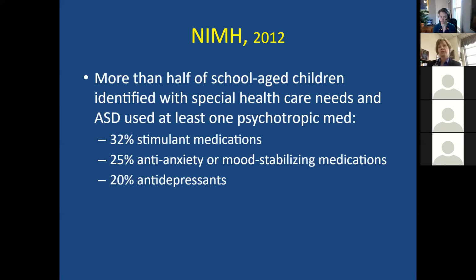And in that group, now we will see specifically, you're looking at the types of medications. Dr. Hastings mentioned that ADHD is one of the most common co-occurring conditions associated with autism. So 32% of those kids, now school age, are on stimulant medications or ADHD medications. 25%, so 1 out of 4, on anti-anxiety or mood stabilizing medications, and 20% on antidepressants. So these medications are being prescribed often, and so it's an excellent topic to discuss and learn more about. Next slide.